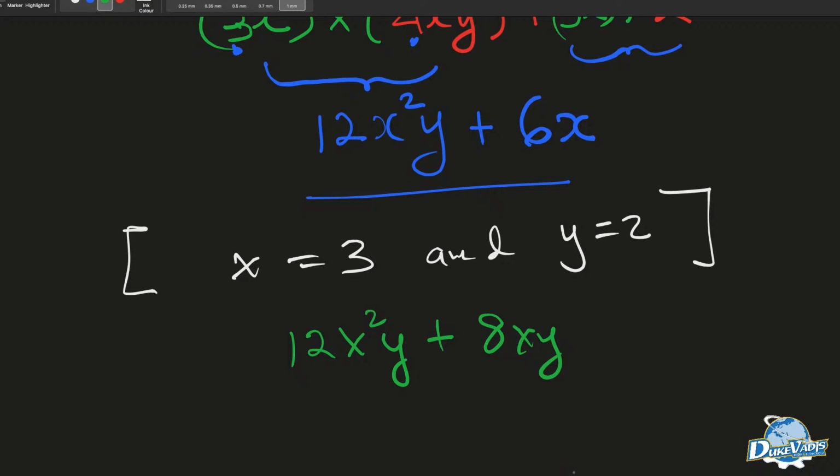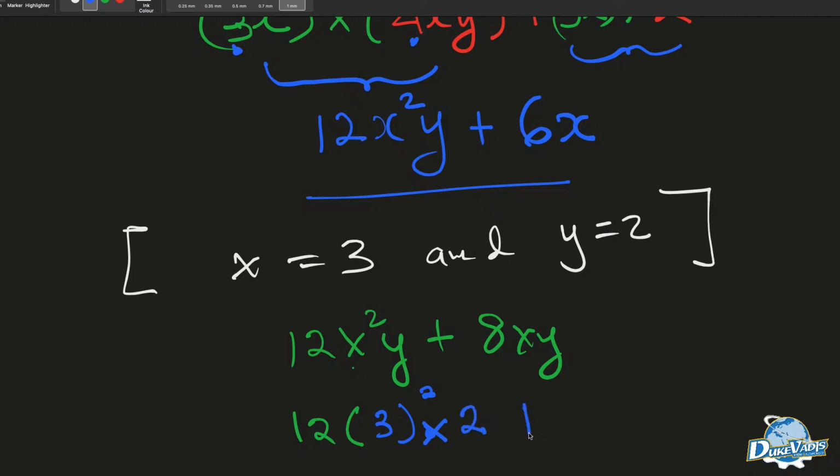So this is going to be 12 multiplying x squared here. Our x is 3. So let's use a different color that will help us to identify what. So we know x is 3. So x is 3 squared multiplying, we can say dot, or this by y, and our y value is 2.